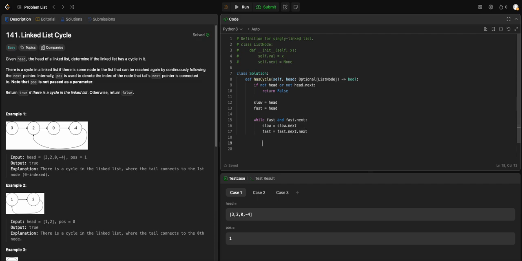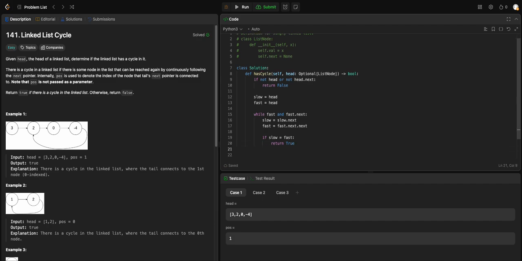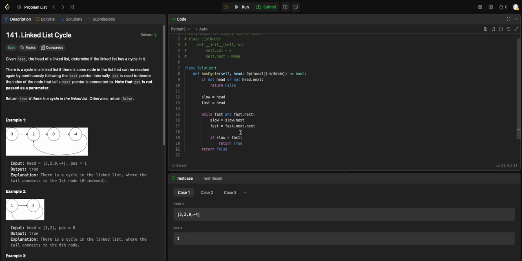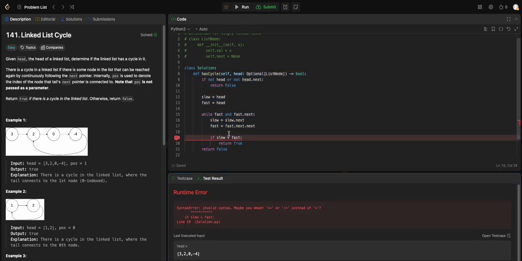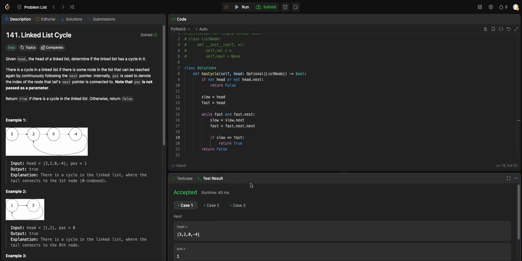If slow is equal to fast, return true, because at some point slow will meet fast. Else return false, right? And basically this is how you solve the linked list cycle, determining if there is a cycle, right? If slow is double equal to fast. This is how you solve linked list cycle.